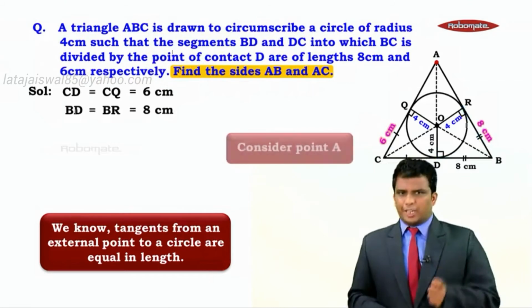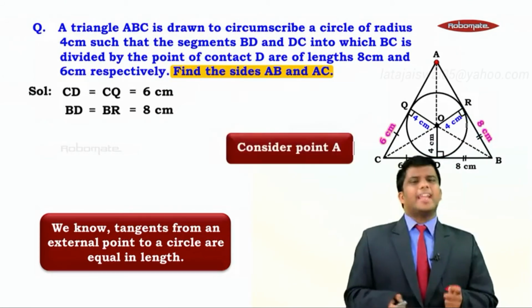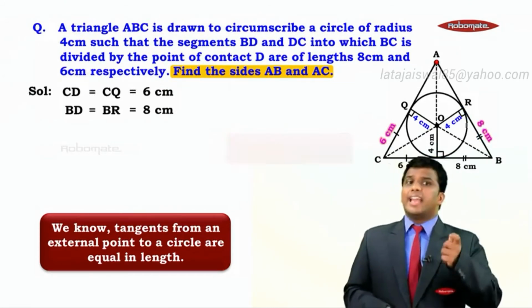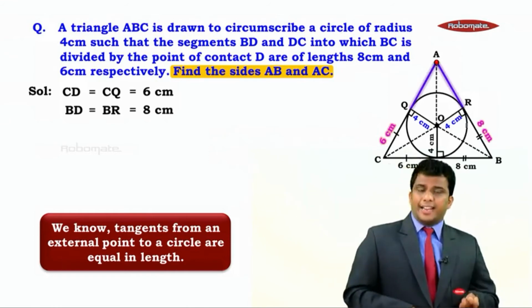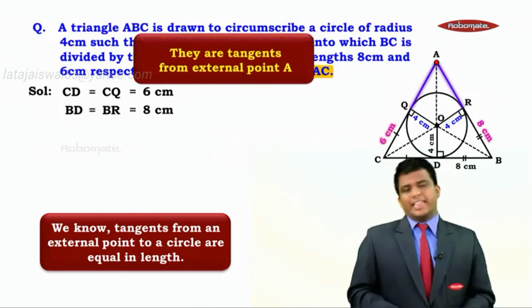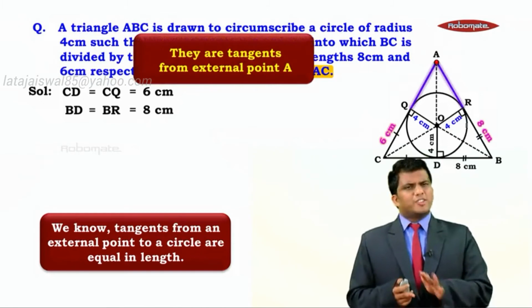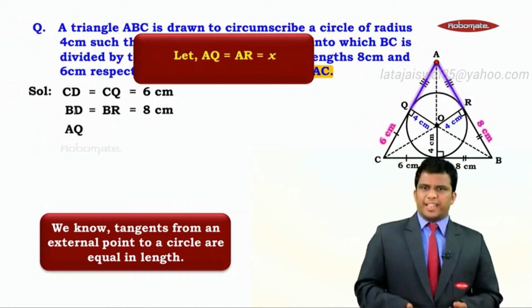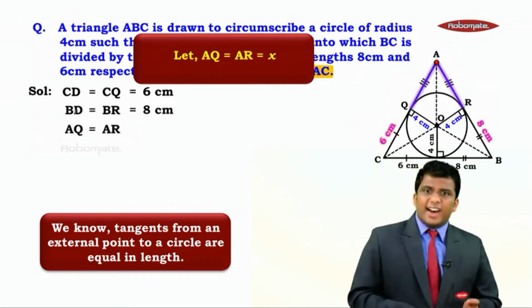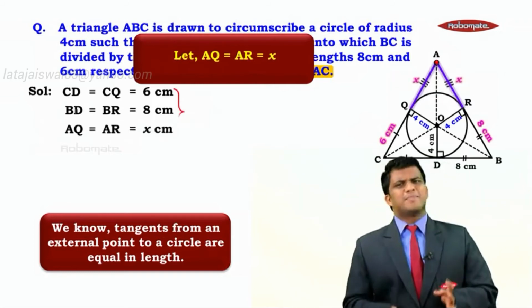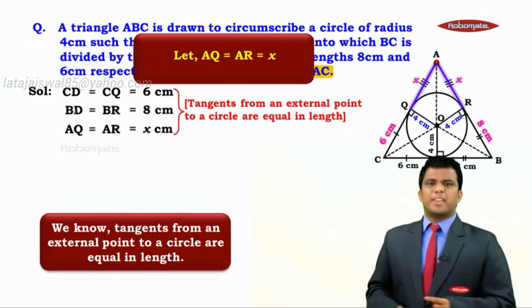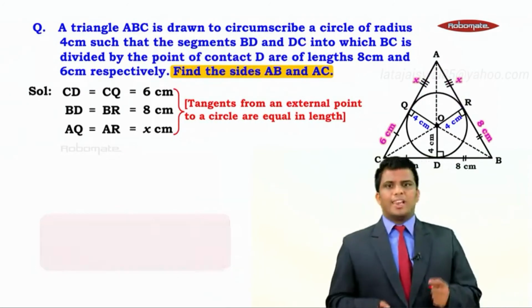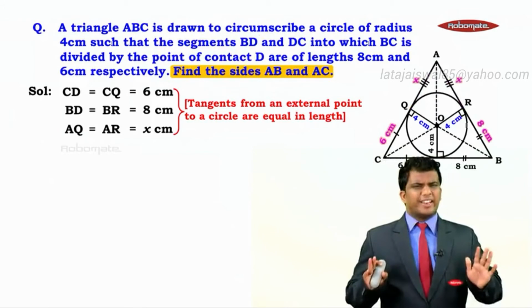Let's take point A now. From point A, again we have two tangents, AQ and AR. We know they are equal, but we don't know the values of any of these segments. What we do is, let's assume the values to be X. So AQ and AR will be equal to X. This is very simple to understand: the tangents from an external point to a circle are equal in their lengths. The first part of the question is very clear.